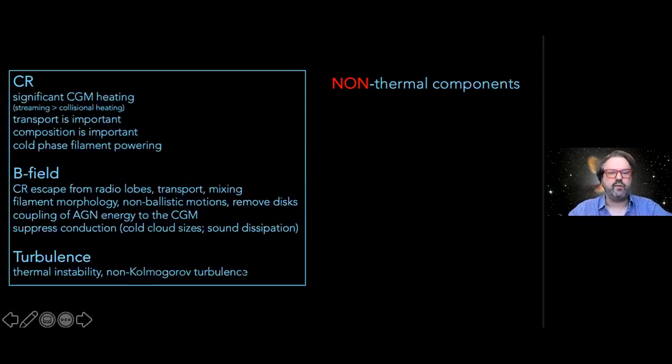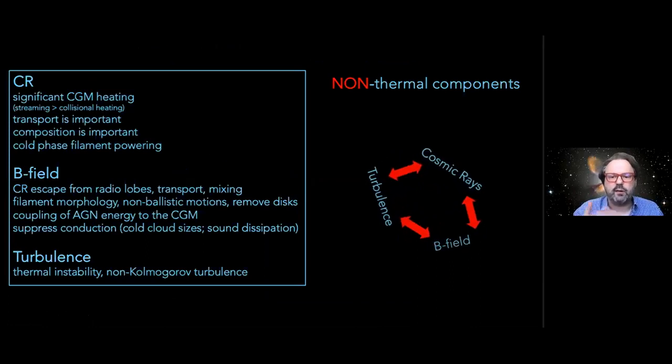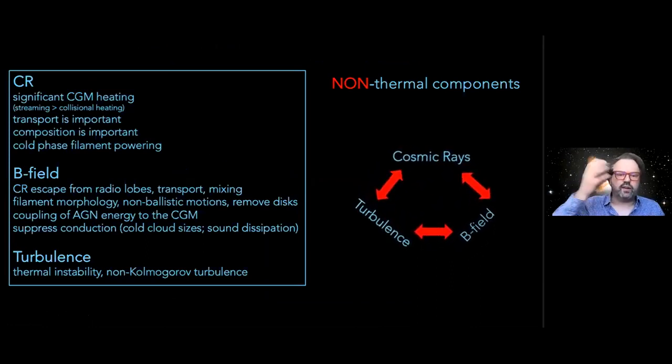And I will just leave you with a summary slide. The main thing I was trying to convey here is that we have these three non-thermal components: cosmic rays, magnetic fields, and turbulence, and they are all interconnected and they all play a role. Whenever there is some puzzle, very often that puzzle can be addressed by invoking some of these elements.